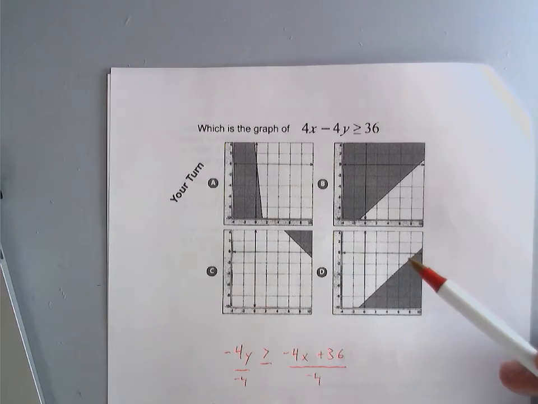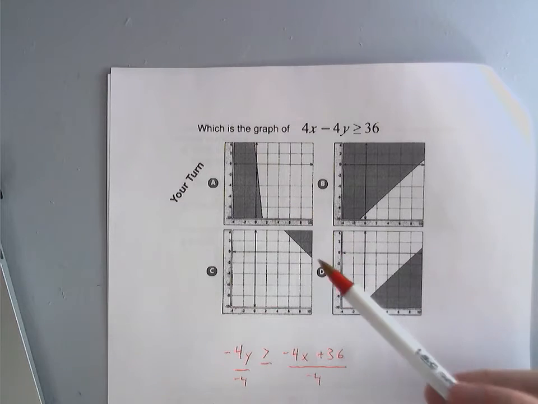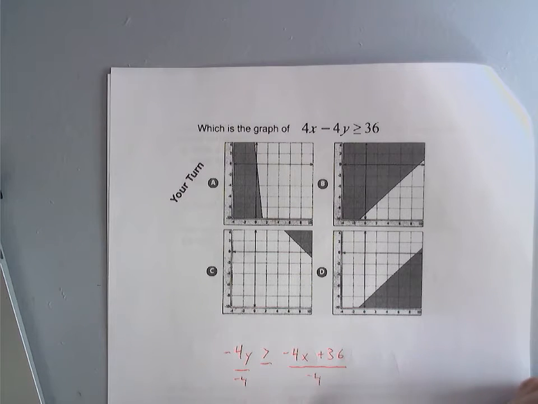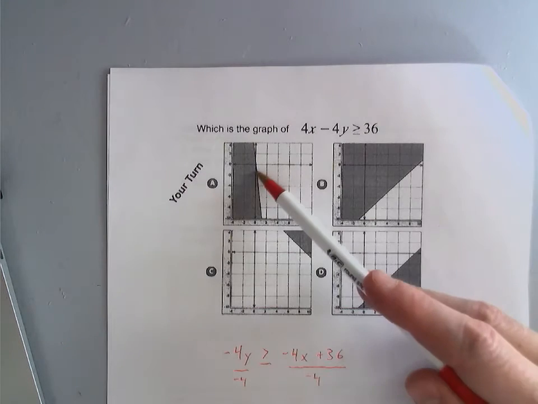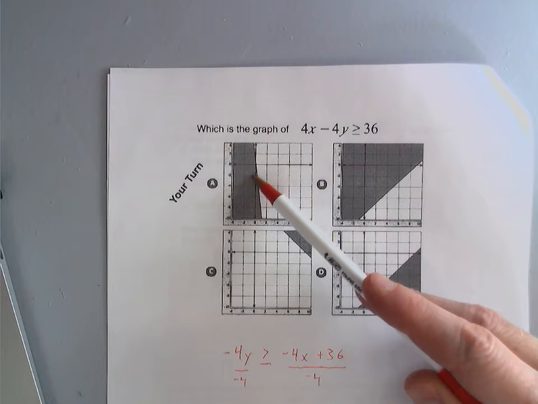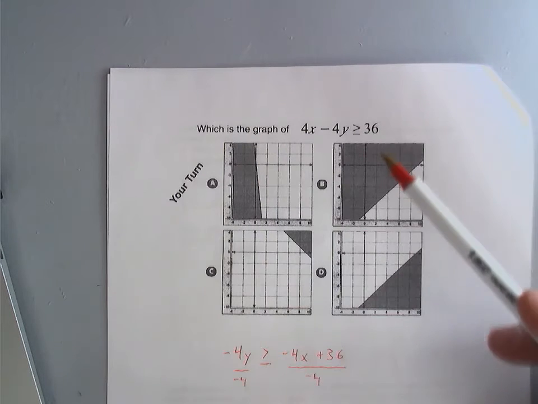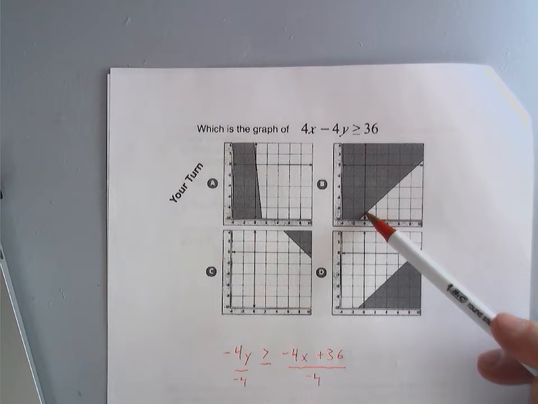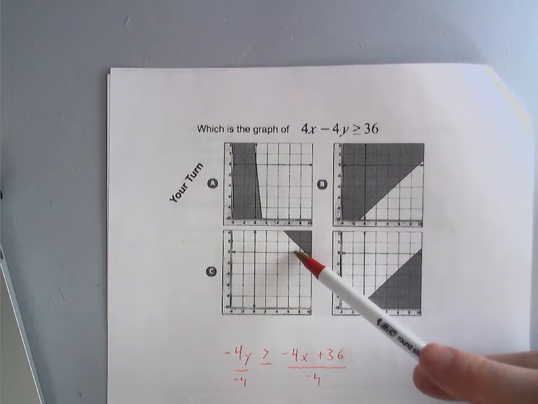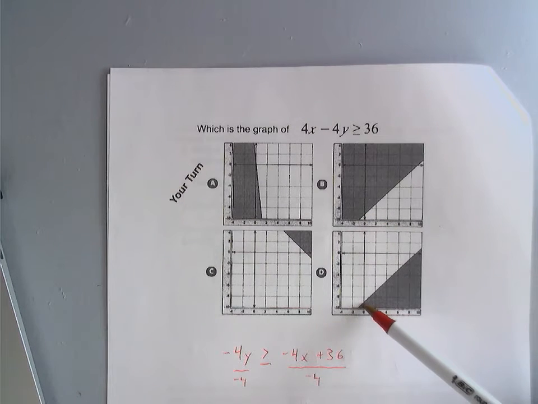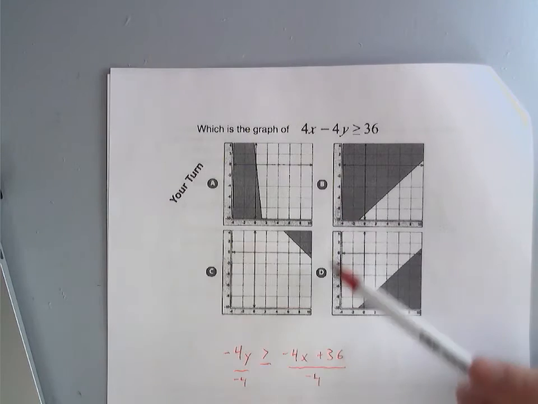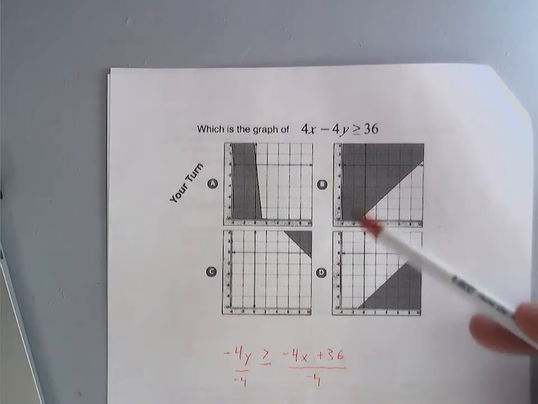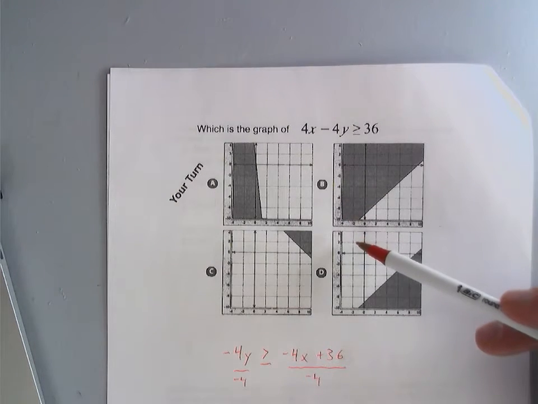So now if we look at these situations, we know that the y-intercept is negative 9. Well, in this graph, the y-intercept is not at negative 9. It's a positive value. Here, that could very well be negative 9. Here it certainly isn't. And here it could also be negative 9. So we know B and D are probably our most likely answers.